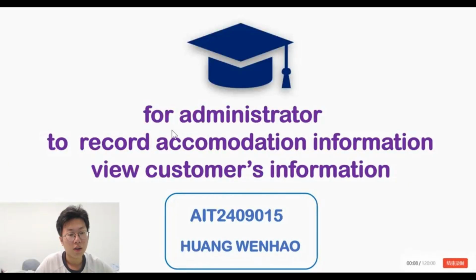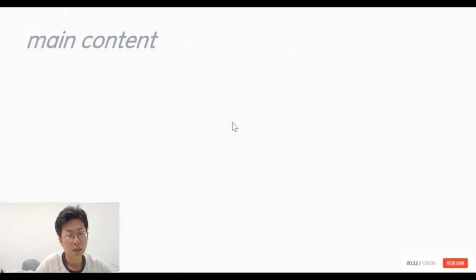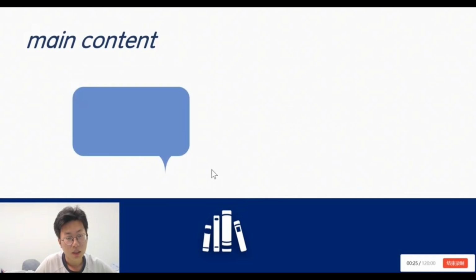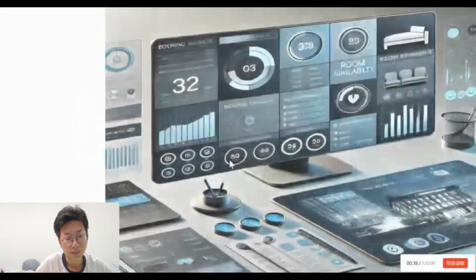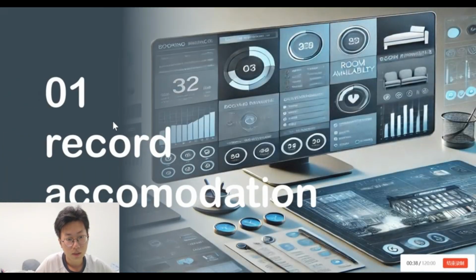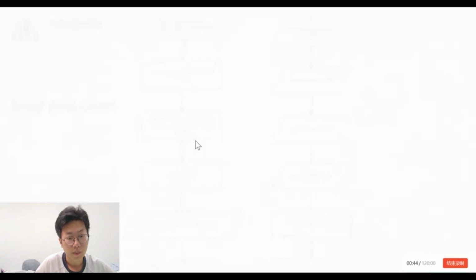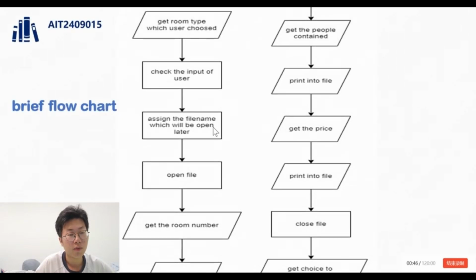I'm Huang Wenhao, and I'm responsible for the part for administration to record the accommodation information and view the customer information. And this is the main content. It consists of two functions. The first one is record accommodation, and the second one is view customer information. Let's go on to the first part, record accommodation. This is the flowchart.